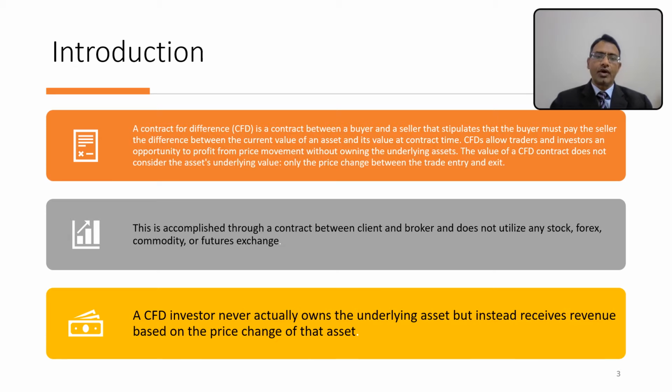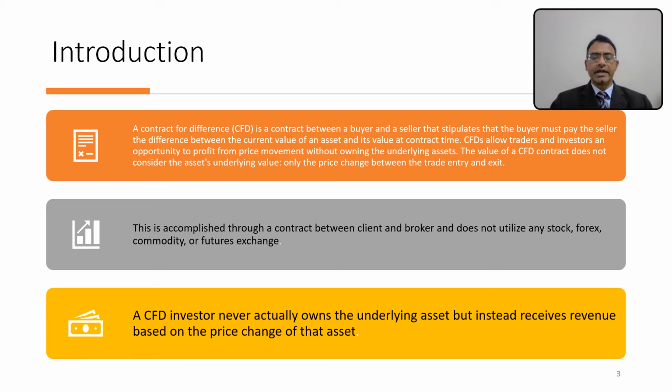CFD stands for Contract for Difference. This is a contract between the buyer and the seller that states that the buyer must pay the seller the difference between the current value and the value when the contract expires, which means you buy something now expecting that the price will go up, and then you sell. Either you make a profit, and if the price goes down you make a loss.